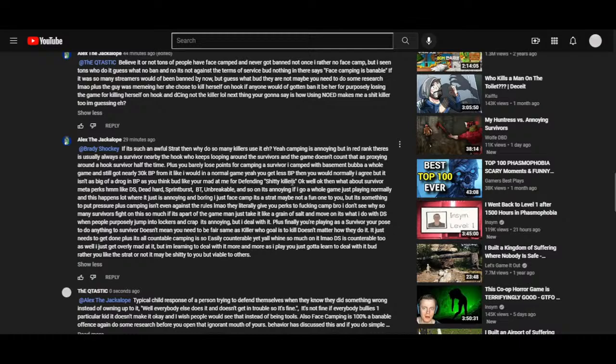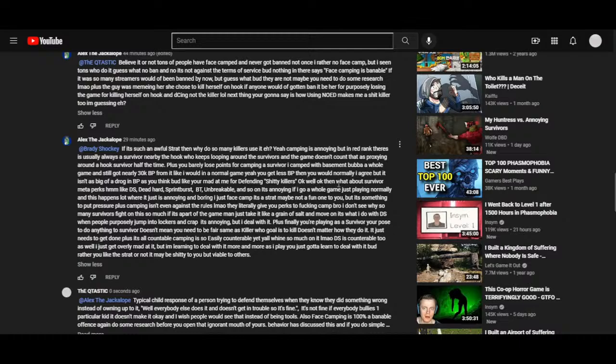People always try to protect their argument by saying that the opposite side brings OP perks. This is true. That is true, which is probably coming up. But both killer and survivors mostly bring meta perks. Exactly.